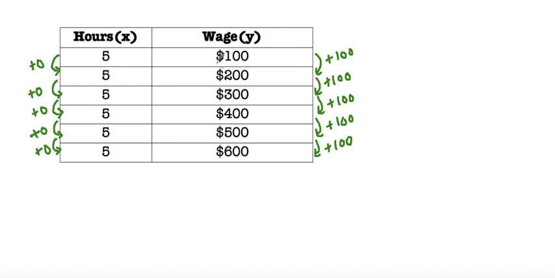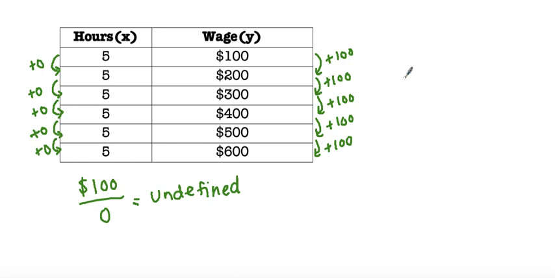So here our change in y is $100 over 0. And 100 divided by 0 is undefined because we don't know what that is. And that does not make sense. And the reason why it doesn't make sense is because someone can't make $100 in 5 hours, but also at the same time make 200, and also at the same time make 300. So we're not quite sure how much this person is getting paid in 5 hours, so it does not make sense.